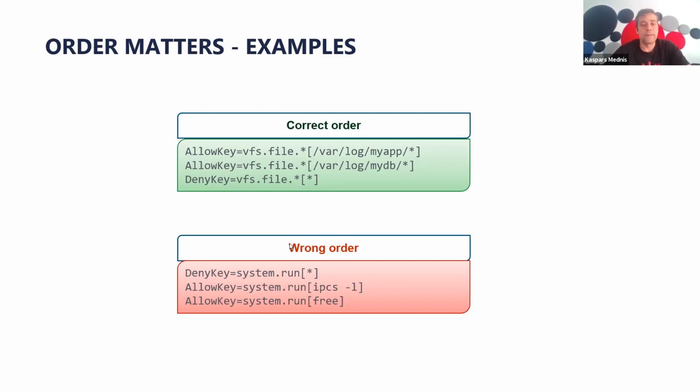Wrong order. If you have a deny rule, deny key system run, it will immediately deny any system run command. And you can have an unlimited list of allow keys with safe system run commands below it, but they will just be ignored. So you need to put the allowed keys above the deny key, and then it will work.